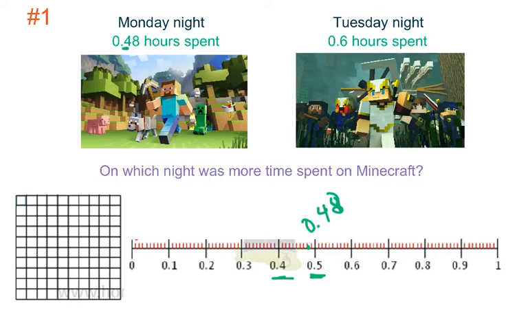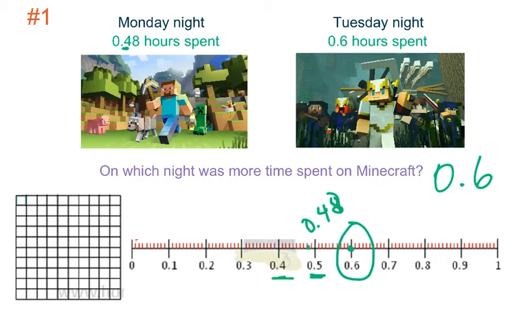And then I want to plot my 6/10ths. Well, that's pretty easy because it's actually already labeled for us. And so now when I look at this, when I'm thinking about when more time was spent, I want to look for a larger number. And because 6/10ths is farther to the right, that would be the night he spent more time on Minecraft. And therefore, my answer is 6/10ths.